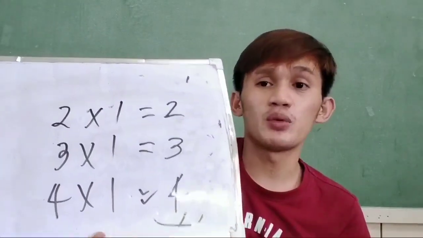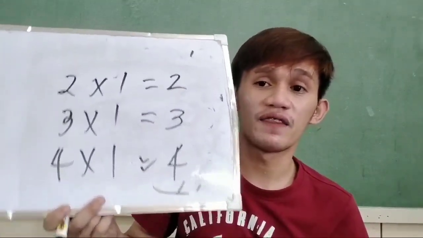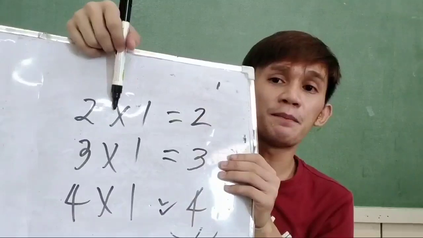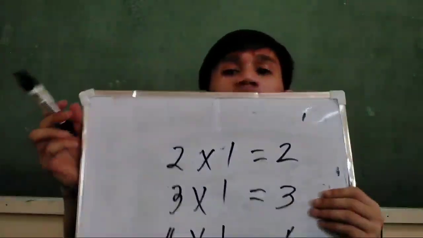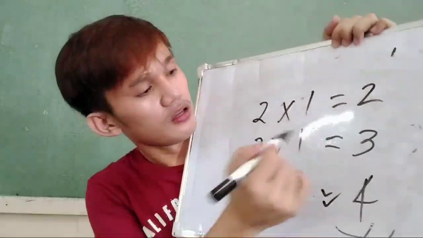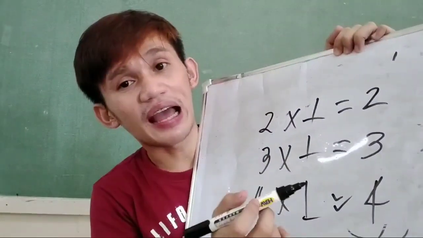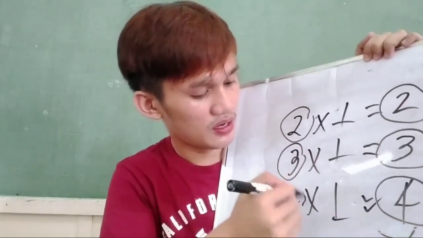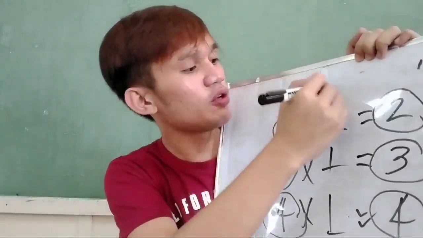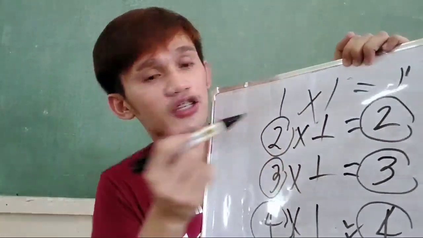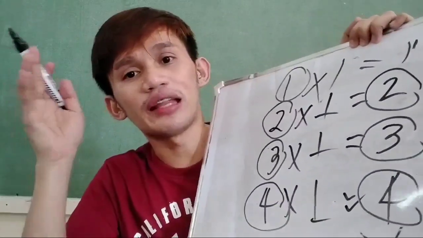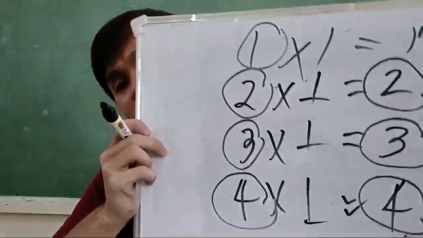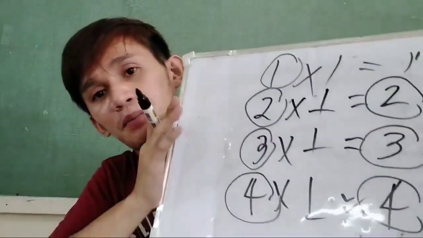2 times 1 is 2, 3 times 1 is 3, 4 times 1 is 4. You will notice here that any number when multiplied by 1, the answer will always be the number itself. Even if we try to multiply 1 times 1, the answer will be 1 itself. And that is the identity property for multiplication. So any number multiplied by 1 is the number itself.